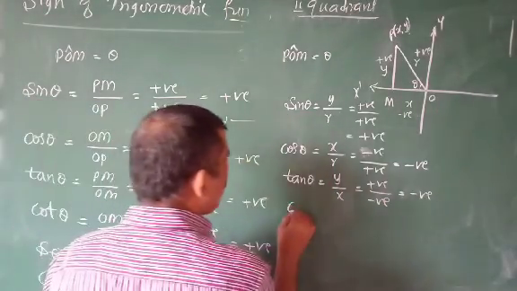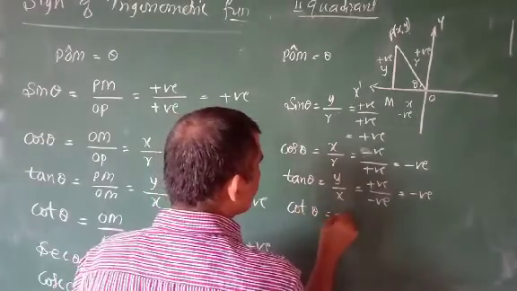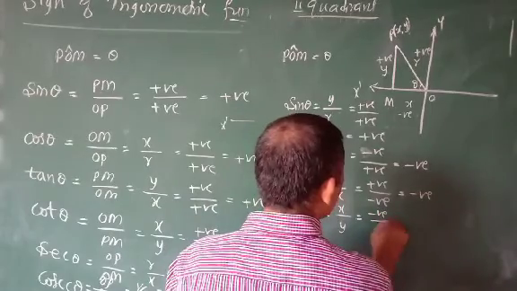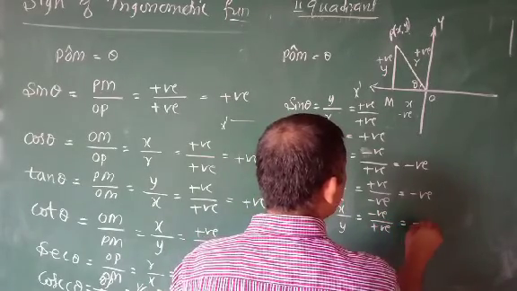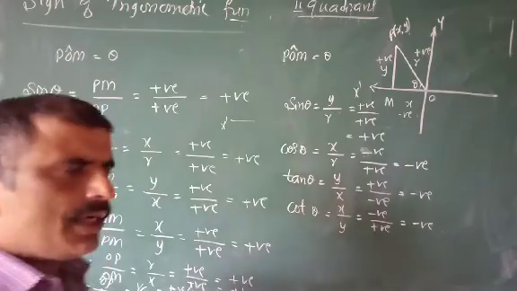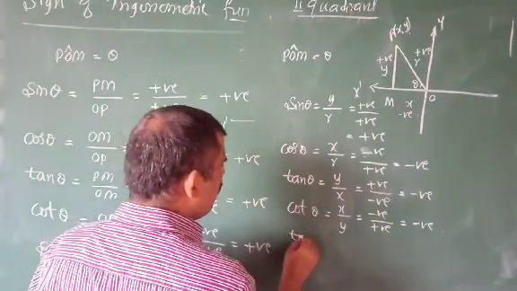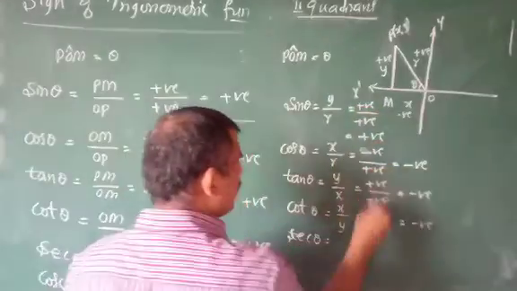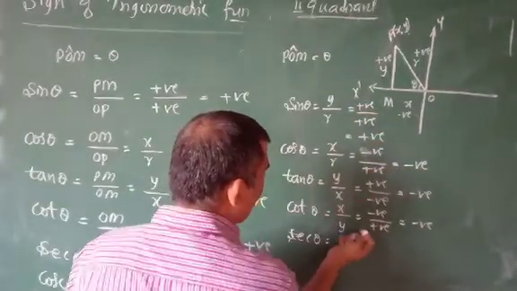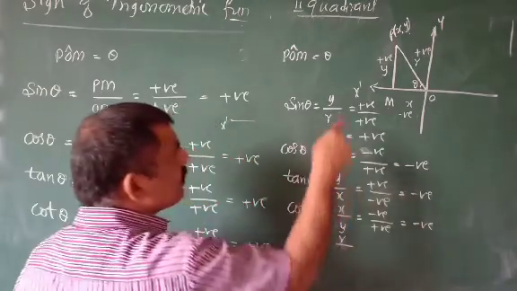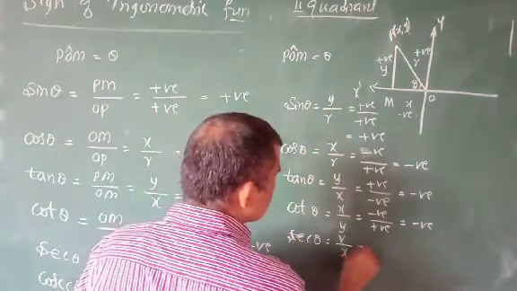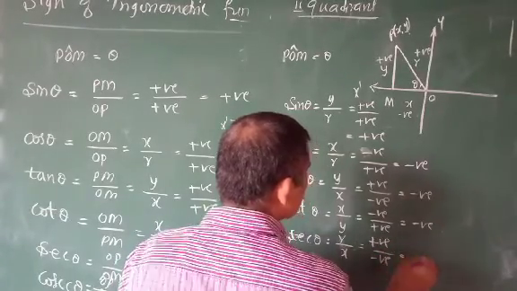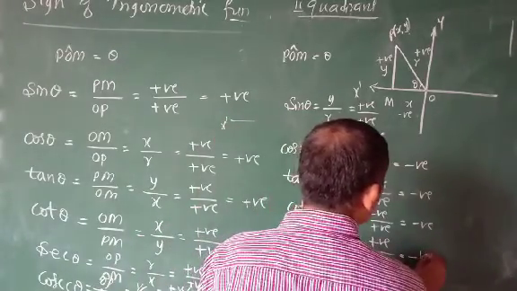Next is cot theta. Cot theta is equal to x divided by y. X is negative and y is positive, so negative divided by positive is negative. Next is secant theta. Secant theta is the hypotenuse OP, that is r, divided by the adjacent side x. R is positive and x is negative, so positive divided by negative is negative.